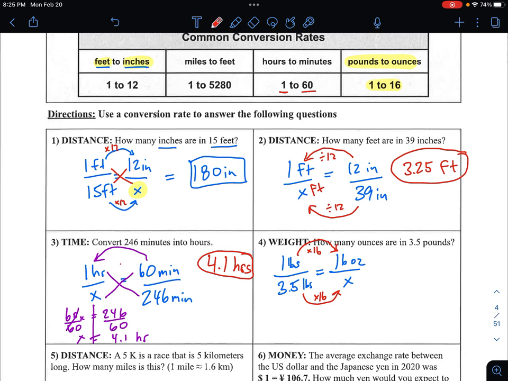Or again, if you'd prefer cross products, because that makes you more comfortable, do that instead. I'm going to do it this shortcut method. I don't know what a good name for this method is, so I'm just calling it shortcut. That ends up being 56 ounces.